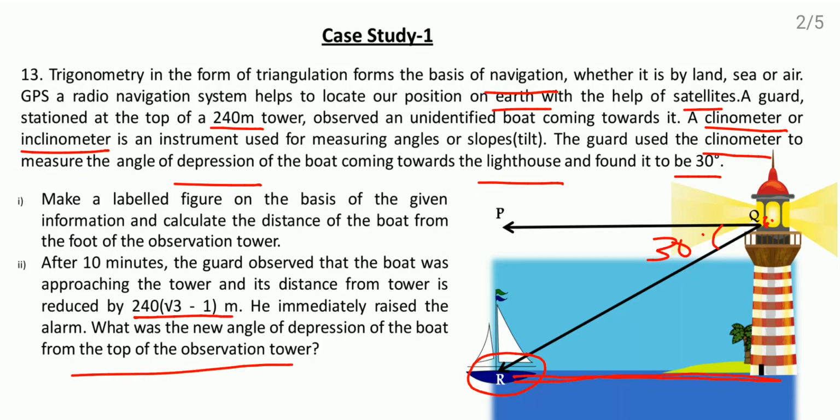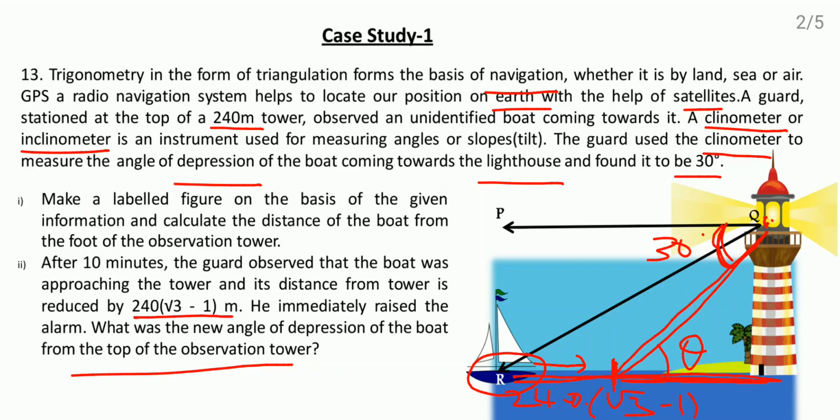Just look at the figure here. After 10 minutes, this boat is moving in this direction and imagine it came at this place. Now they are saying the distance got reduced by 240(√3 − 1) meters. Here, this distance we'll find out first, and then what is the new angle of depression? So this angle we need to find out. We'll consider this angle as theta, and then find the measurement of theta.